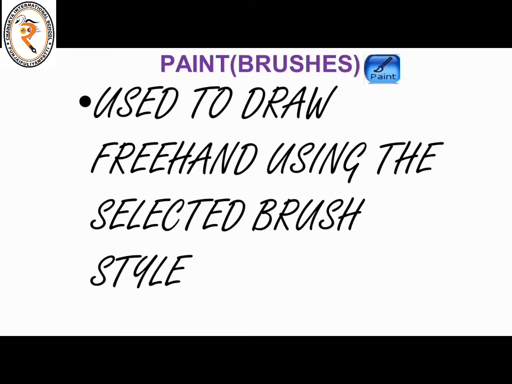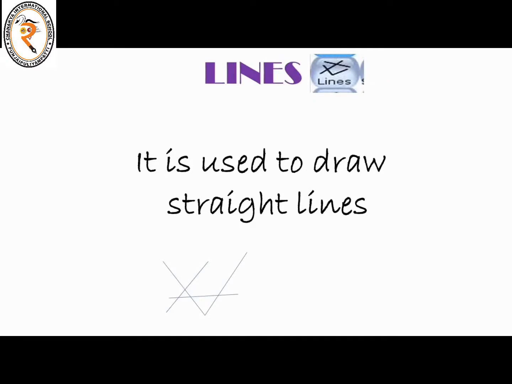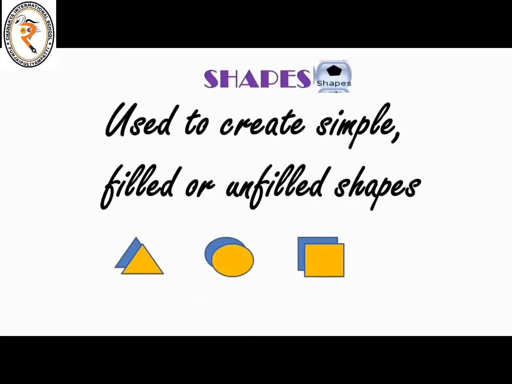It is used to draw freehand using the selected brush style, and it is used to draw straight lines. The line tool is used to draw straight lines. You can see the icon of lines. Next is shapes. It is used to create simple filled or unfilled shapes.